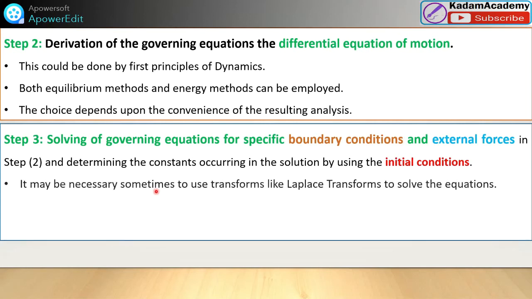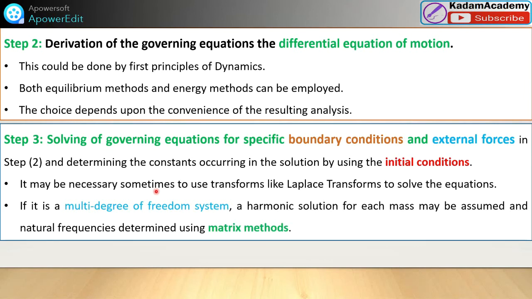For hand calculation, it is difficult to conclude the behavior of the system, and that will be easier by using computer programming. Okay, so the response of the physical system is obtained by solving the equation from step 2. Sometimes it may be necessary to use transforms like the Laplace transform to solve the equation. For a multi-degree system, a harmonic solution for each mass may be assumed, and the natural frequency determined by the matrix method also.